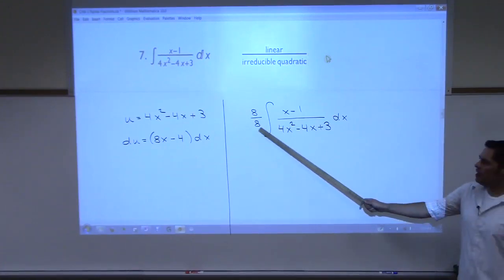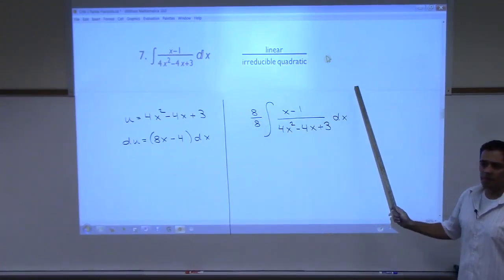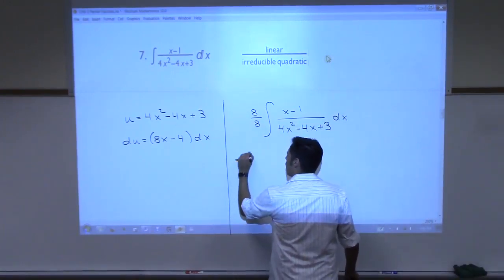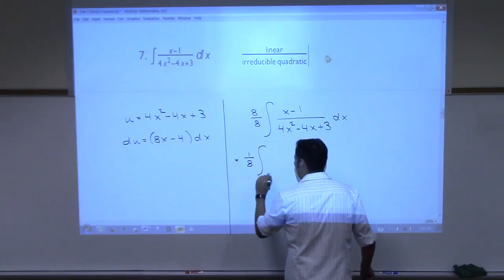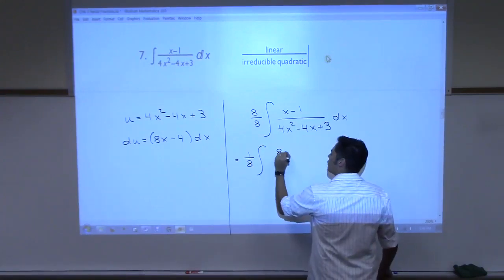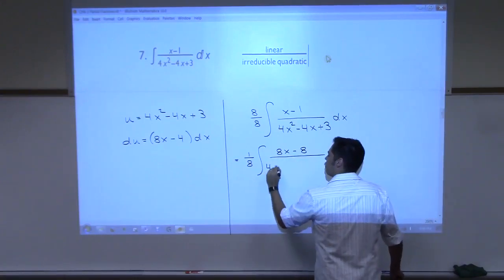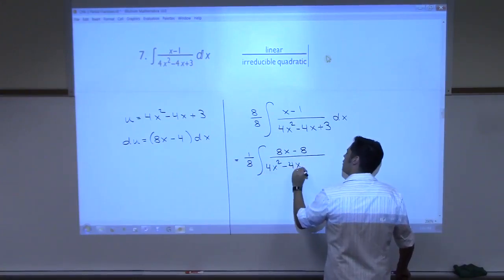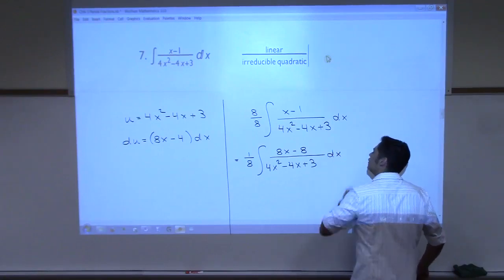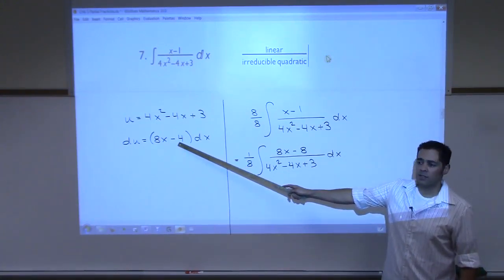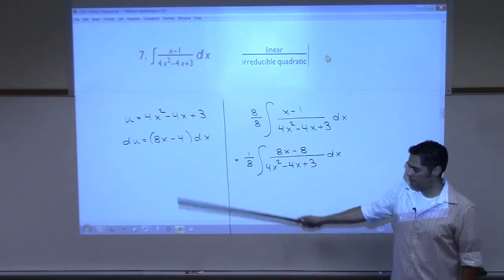Now, I'm going to leave this 8 in the denominator out here. I'm going to pass the 8 up here through. Okay? So my next line will read 1/8, and we can't drop that 1/8. It's still got to be out there. And then 8x minus 8 over 4x squared minus 4x plus 3 dx. Okay, I'm getting closer, right? I have 8x minus 8, but I need it to be 8x minus 4, right? Yeah?